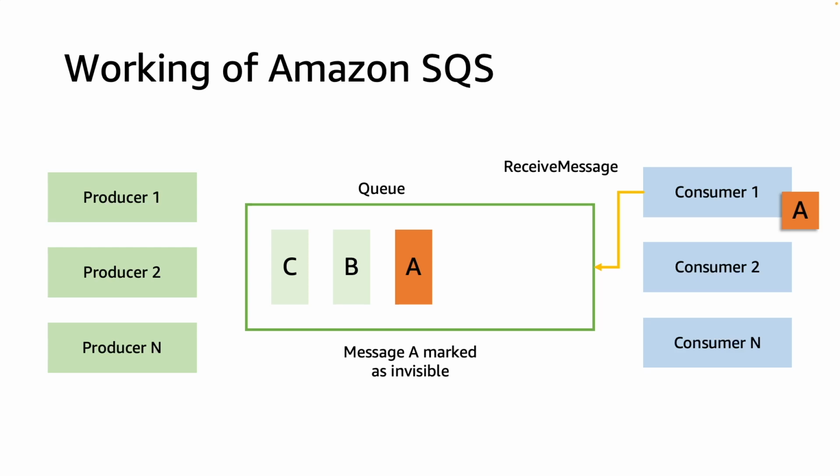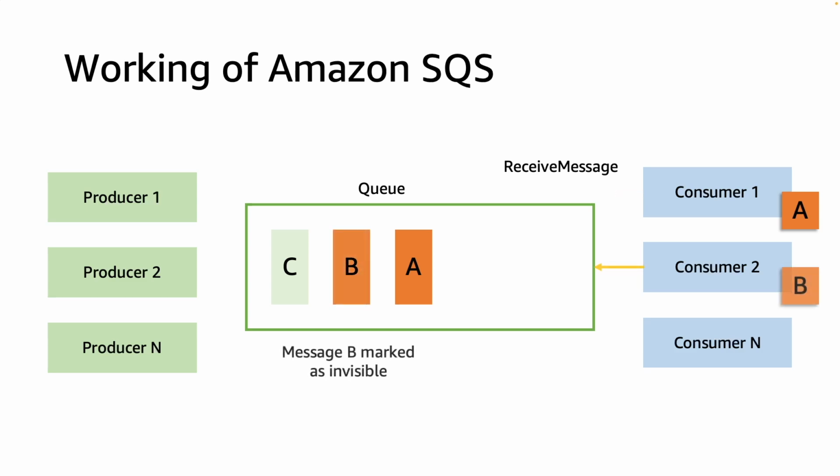Because this is available, they will receive the message A. As soon as consumer 1 starts consuming message A, it will be marked invisible. What that means is this message will not be visible to the rest of the consumers. Even though the message is still in the queue, because of the visibility timeout, it will be invisible to the rest of the consumers for the time period that you are configuring in the visibility timeout.